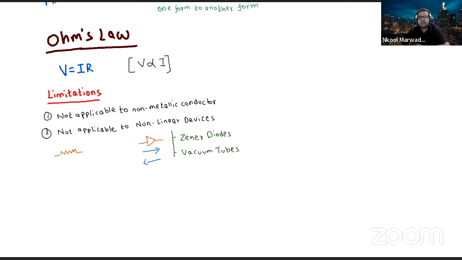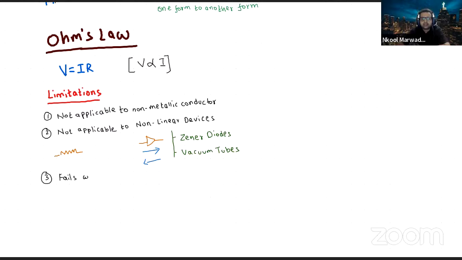So these are examples of non-linear devices. And one more very interesting limitation of Ohm's law: Ohm's law fails when temperature changes.